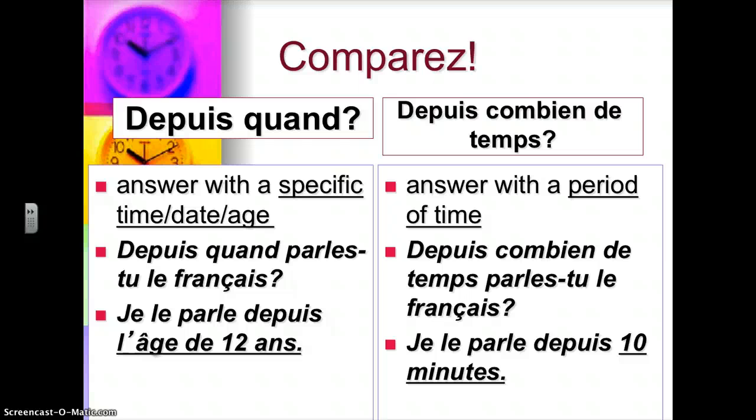We got this together. Now, what I want you to do is write out and answer in French one question with depuis. You can use depuis quand if you want. You can use depuis combien de temps. Pretend somebody was asking you this question and then answer it in French. So bring in tomorrow one depuis question, either depuis quand or depuis combien de temps. It doesn't matter. Just make sure you've also answered it, and that'll help us figure out if you understand this concept or not.